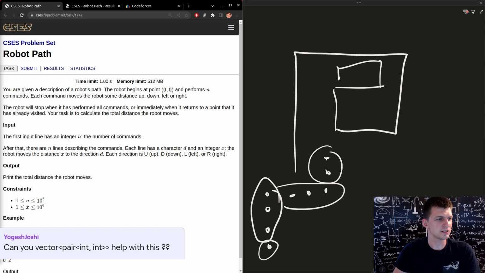Vector of pairs. That's just a way to store data. The algorithm here is difficult and it uses the fact that the constraints are big.